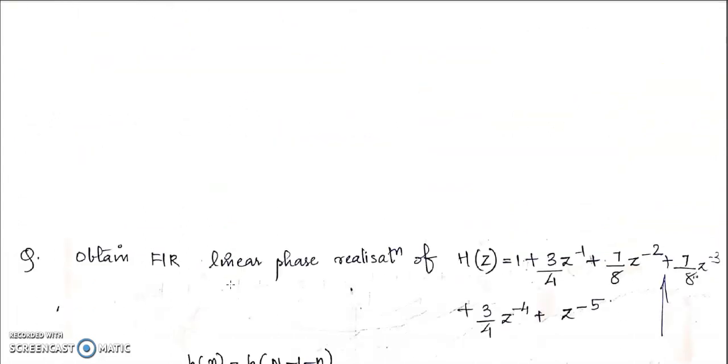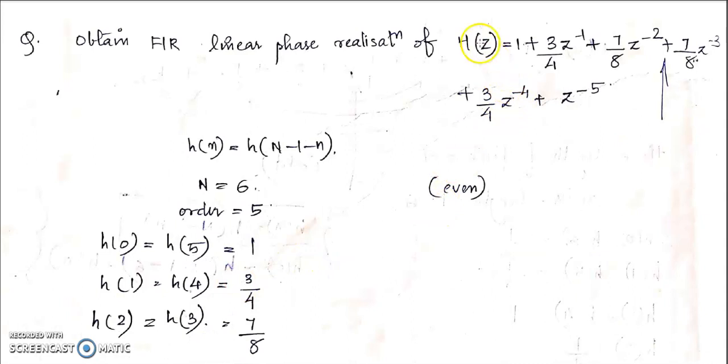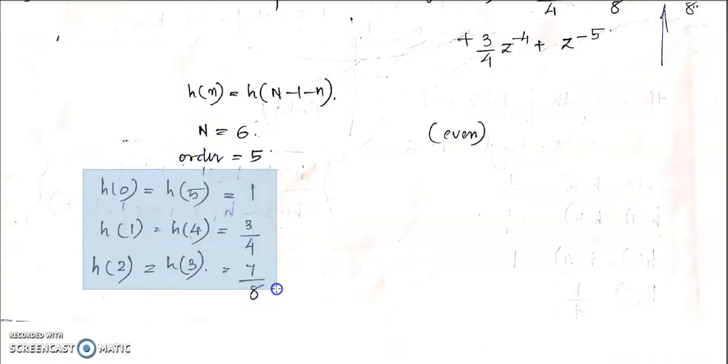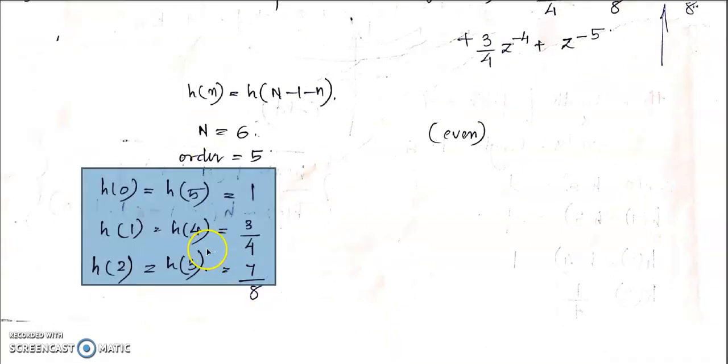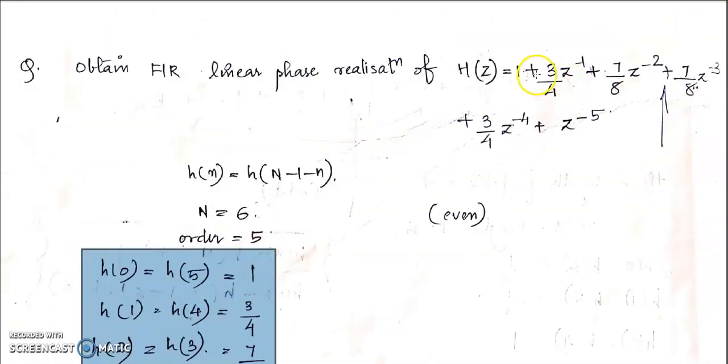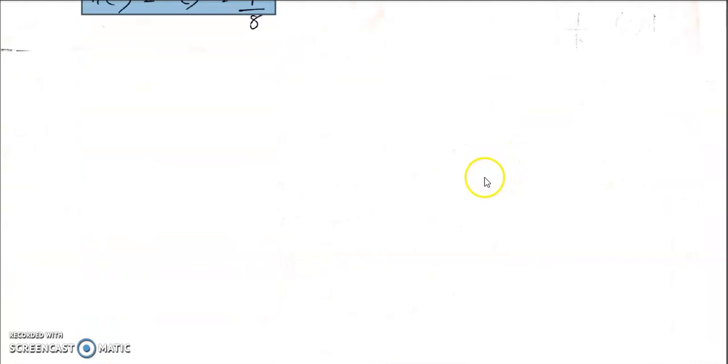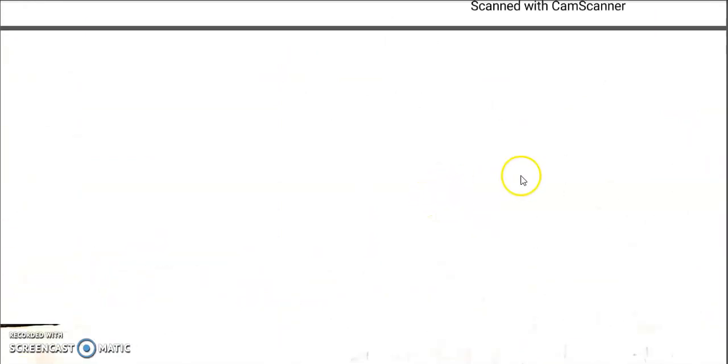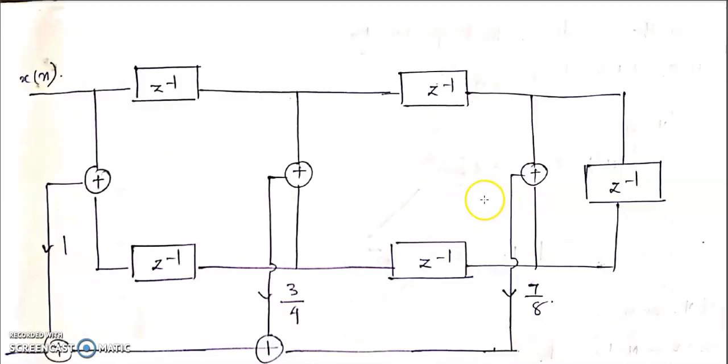We can check one more problem. Here also we get the transfer function H of z, and the filter length is even, capital N is equal to 6. The order is capital N minus 1, that is 5. Here also we can check the symmetry of the filter. It is a type 2 FIR filter. The filter coefficients are symmetric, so we can combine the terms with the same filter coefficient. Then you will get the expression, and we can plot the figure like this.